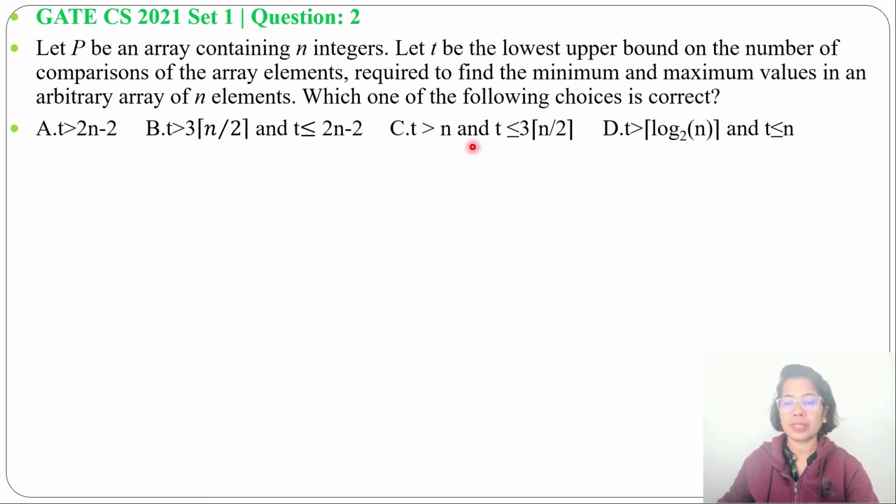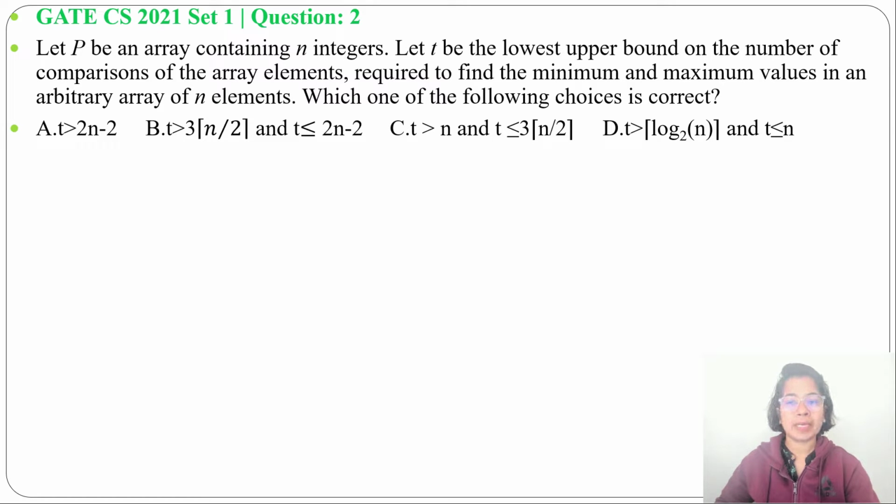And 4 options are given. I already discussed the min-max problem. First go through that min-max lecture, then come to this problem. One array is given having n elements. We need to find the minimum value and maximum value.